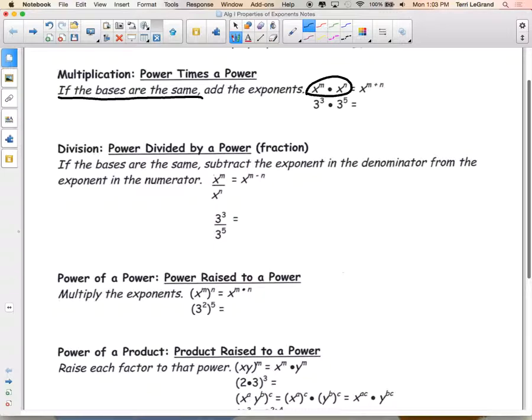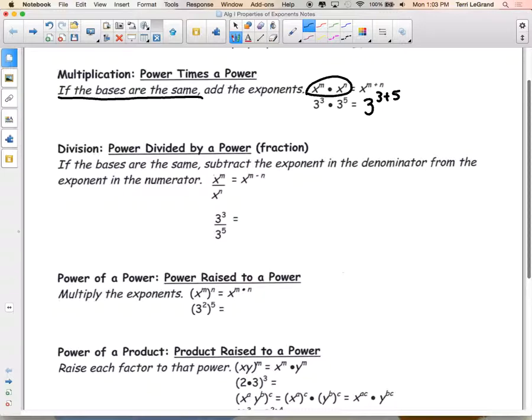So let's do a problem where we know what x is, and we know what m is, and we know what n is, okay? So we have 3 to the 3rd power times 3 to the 5th power. What would that become? 3 to the 8th power. How do we get that? Add the exponents 3 and 5. So would you do that, please? 3 raised to the expression 3 plus 5.